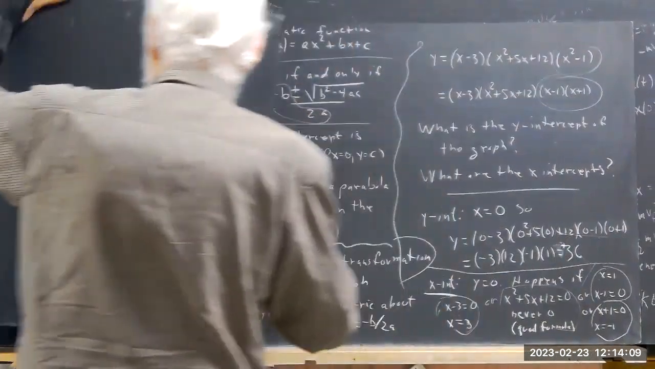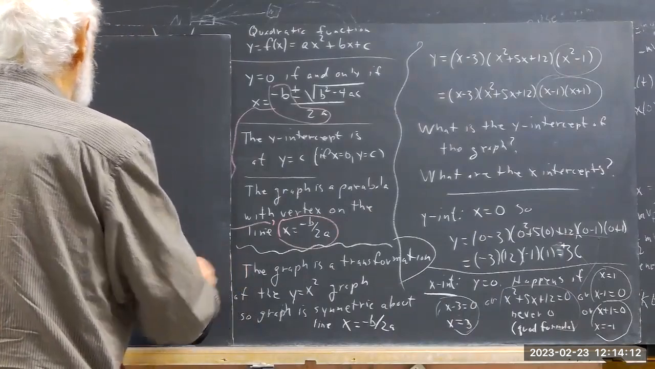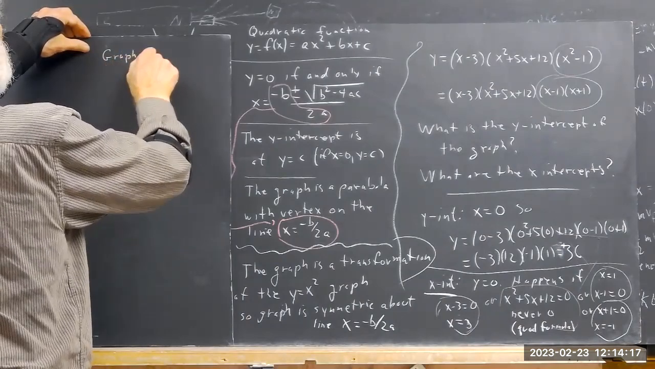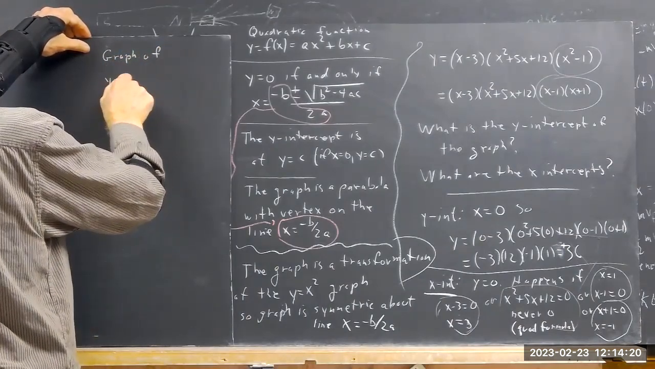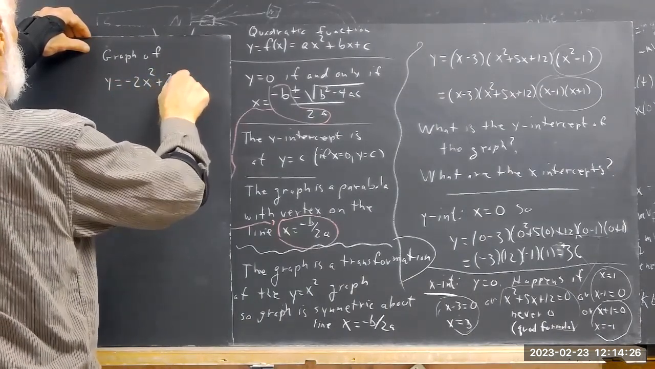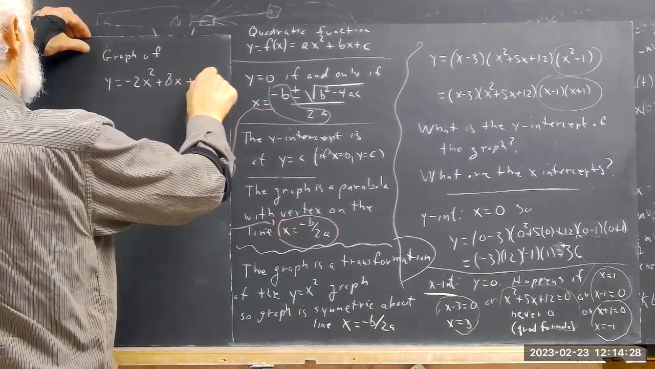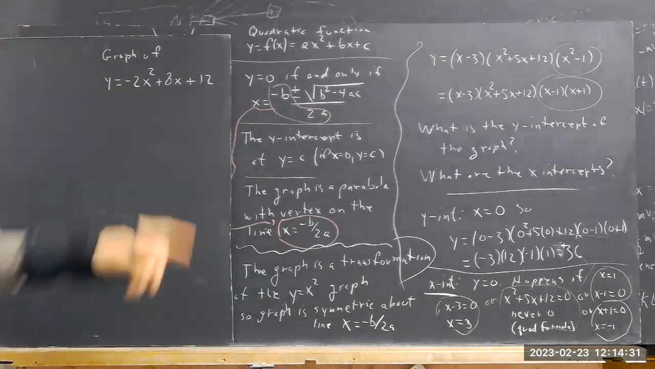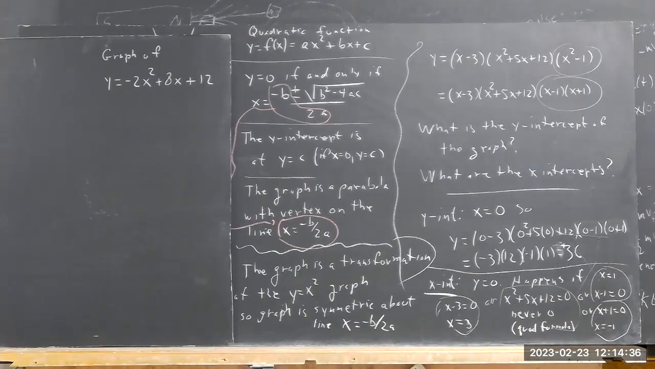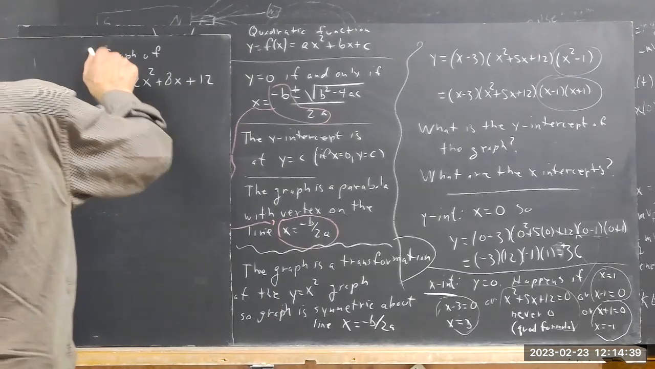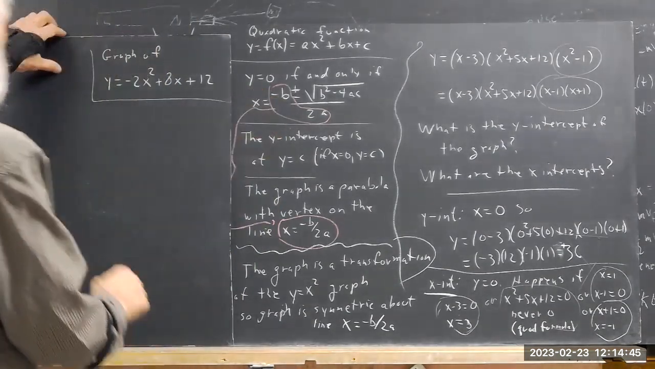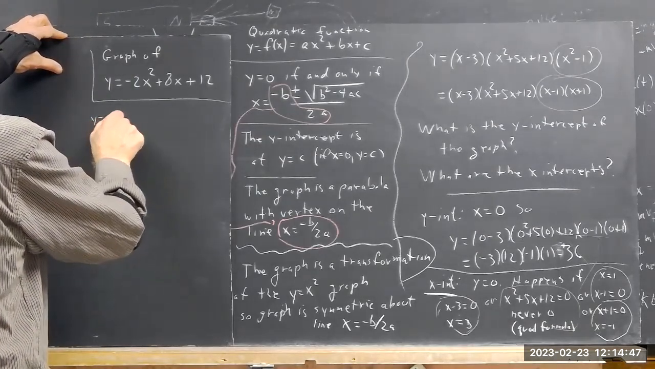And we can now look at the graph of y equals minus 2x squared plus 8x plus 12. Y equals 0.